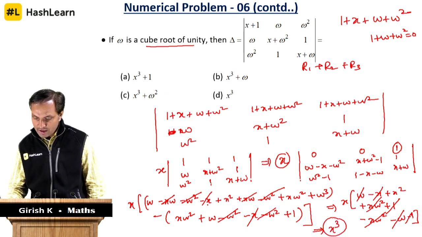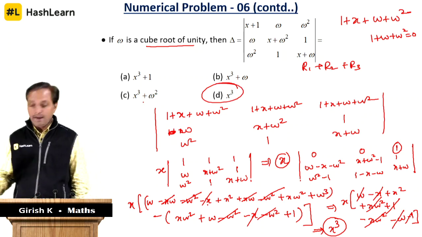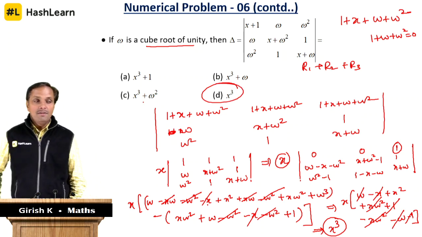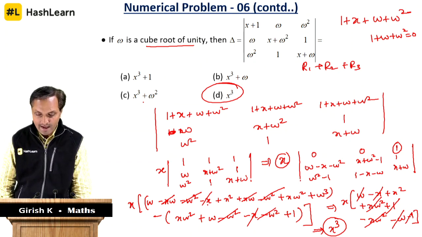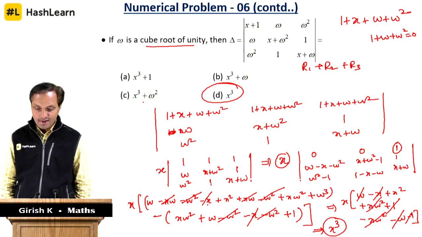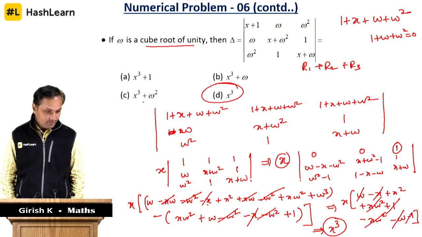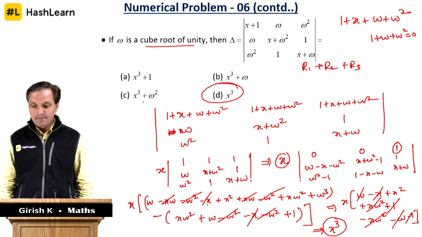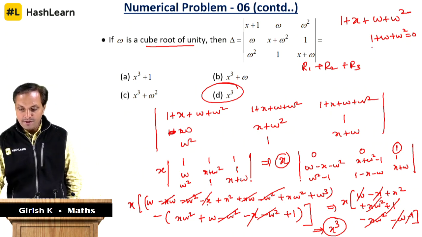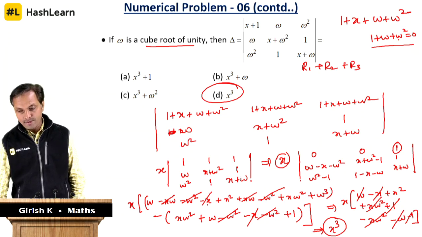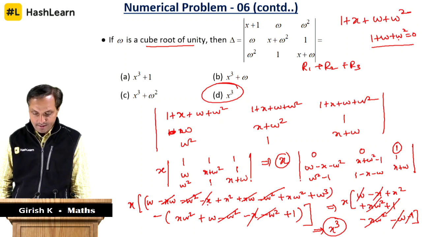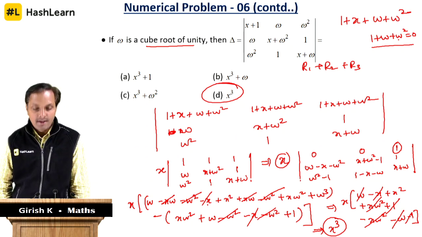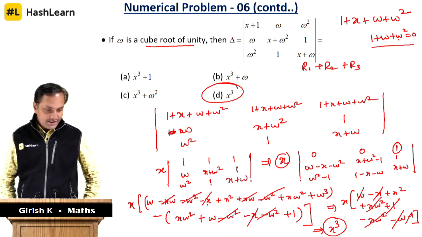x cube is the option, which is D. Once you do the complete simplification, it will give you x into x square, x cube, which is the fourth option. It's a simple problem. Make sure you substitute 1 plus omega plus omega square as 0, and do the simplification, you will get the final answer. Is it clear? Fine, then get ready for the next numerical, number 7.